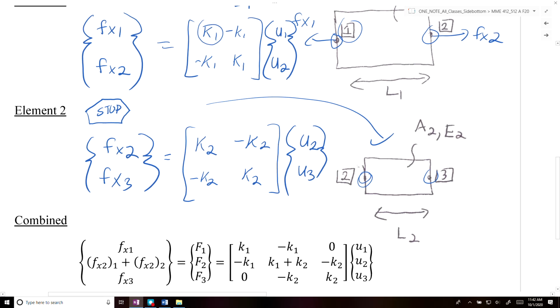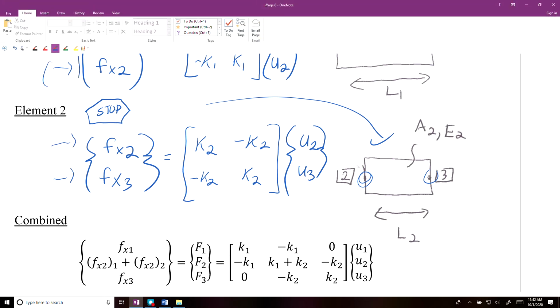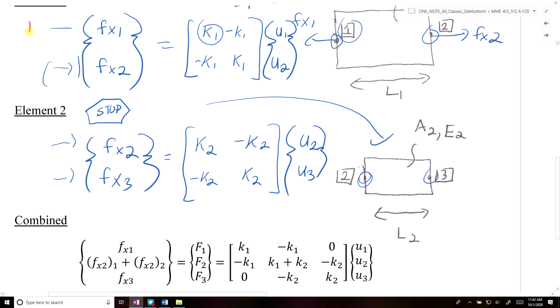So what we essentially have here is algebraic equations: an algebraic equation for Fx1, one for Fx2, and one for Fx3. Technically, we have two equations for Fx2, which I'll call 2a and 2b, that we're going to add together.